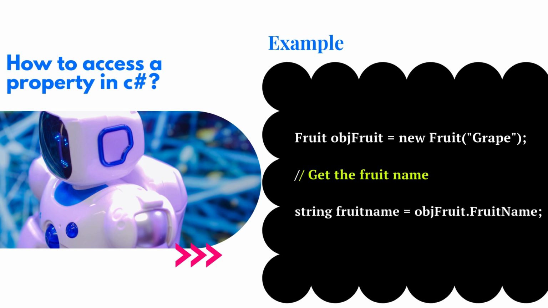How to access a property in C#. A fruit object is created using the constructor and initialized with the value grape. Then, the fruitName property's get accessor is used to retrieve the fruit name. The value is stored in the fruitName variable.